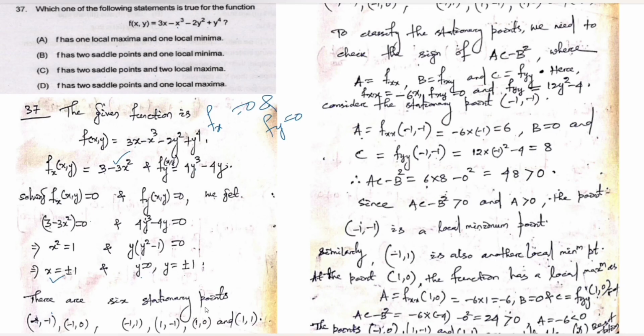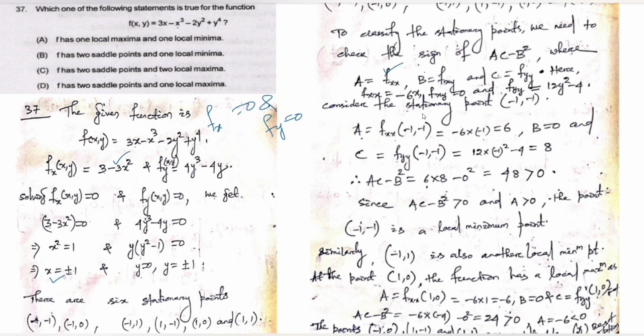To classify the stationary points, we need to check the sign of AC - B^2, where A is the second order partial derivative of f with respect to x, B is the mixed partial derivative of second order, and C is the second order partial derivative of f with respect to y. If AC - B^2 is greater than 0 at a stationary point, then it is an extreme point. If AC - B^2 is less than 0, then it is a saddle point. If AC - B^2 = 0, then the test is inconclusive and further inspection is required.